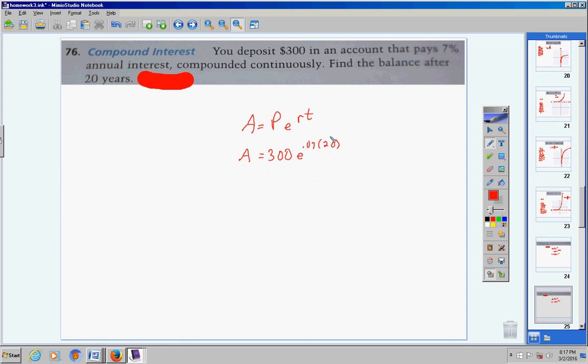Now, first thing you want to do is type 0.07 times 20 into your calculator and get out 1.4. So now this entire exponent here became 1.4. And now with your calculator, simply type in 300, then your E button, and then 1.4. And then close the parentheses, then hit enter, and you will get $1,216.56, and that's how you do that. Okay, guys, I knew to use this formula here because it said compounded continuously.